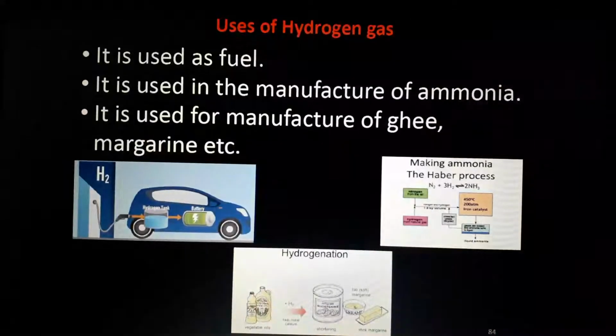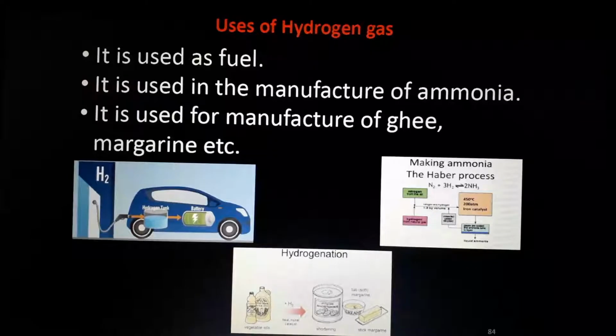Next, hydrogen gas. For what purpose are we using this hydrogen? See, it is used as a fuel. Mostly not for our domestic purpose, because hydrogen is a highly explosive gas. Understand? So for domestic purposes we are not using this hydrogen. Okay, for industrial purposes only.